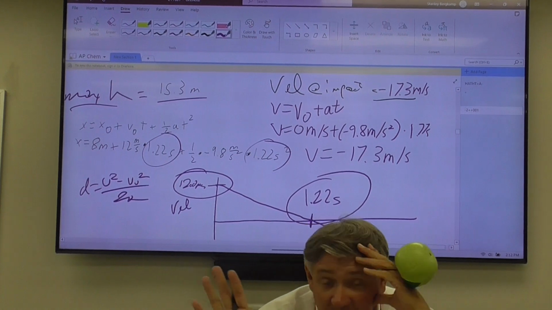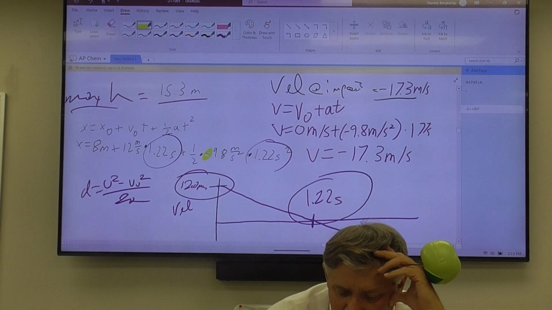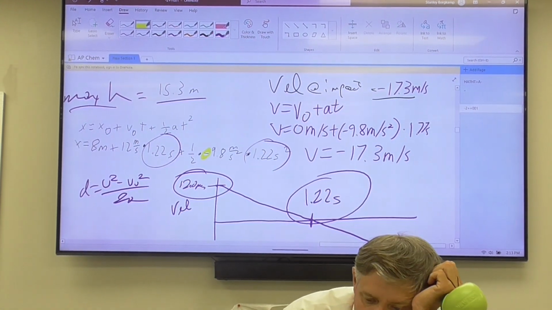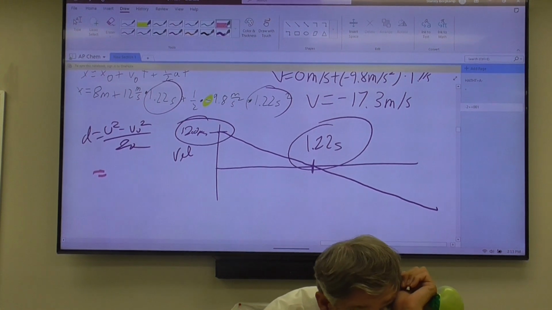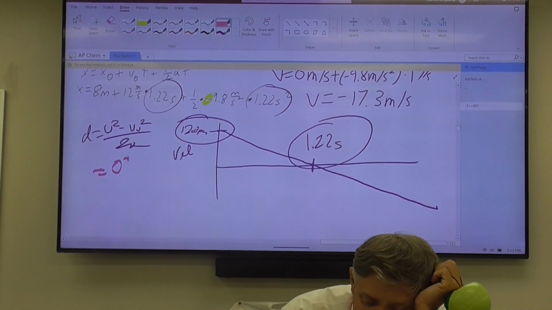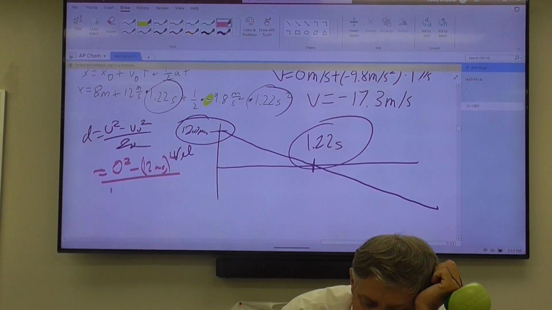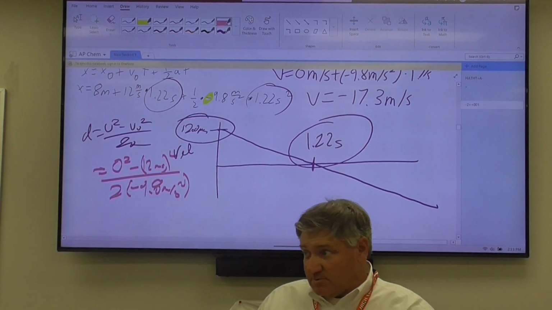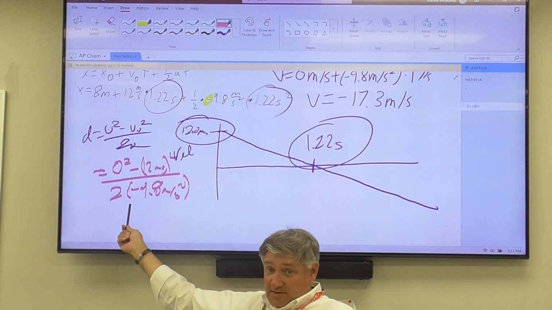Now, this is the level of work that I'm going to expect. So, Jacob did a nice job. He came in here and he put that negative 9.8, and it's cool, right? So that's what I'm going to expect to see when you do this. If you use that equation, I'd expect to see 0 squared minus 12 meters per second, squared, divided by 2 times negative 9.8 meters per second squared. Okay? I would expect to see that negative sign underneath there.